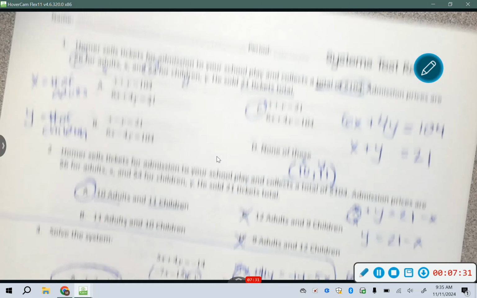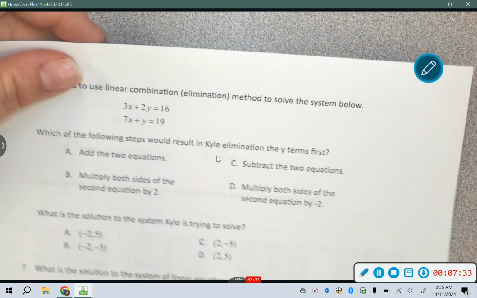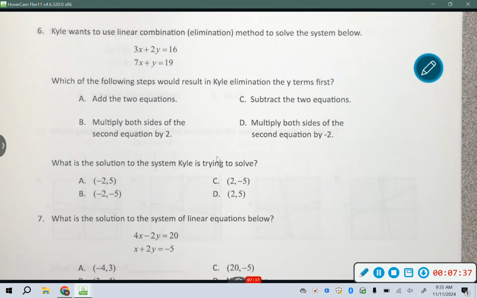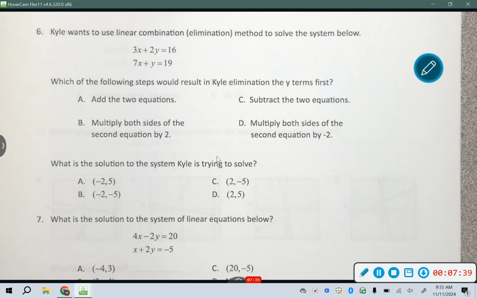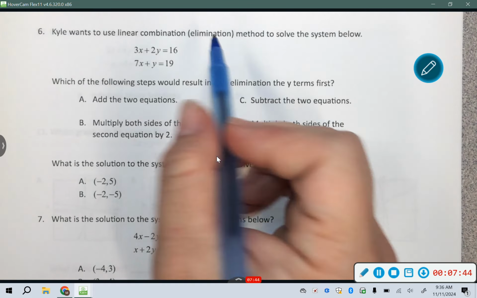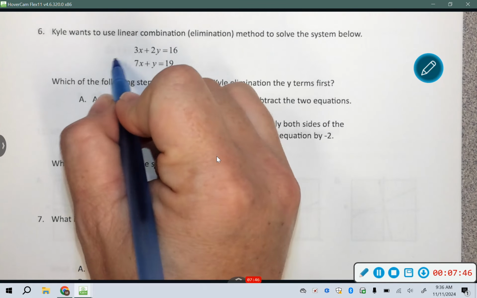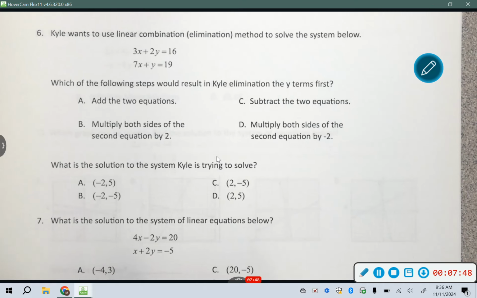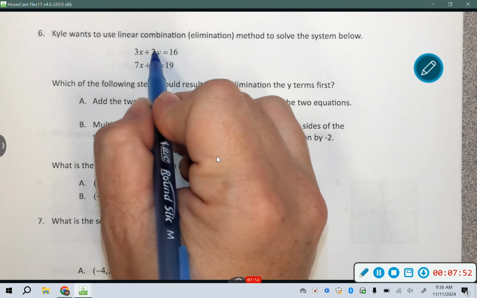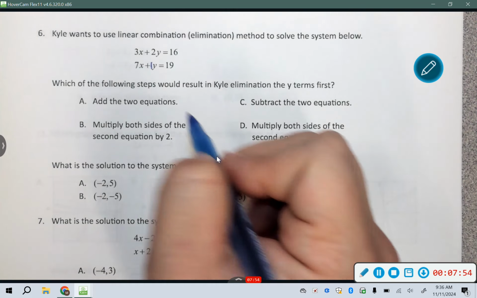Okay, so let's look at the next one. Number 6. It says Kyle wants to use linear combination method to solve the following system. Well, and it says, which of the following steps should Kyle do first? Well, I want you to realize linear combination is when we have to set it up as addition, and we have to have a zero pair. 3 and 7 are not a zero pair. 3 and 7 do not cancel each other. 2 and 1 are not a zero pair.